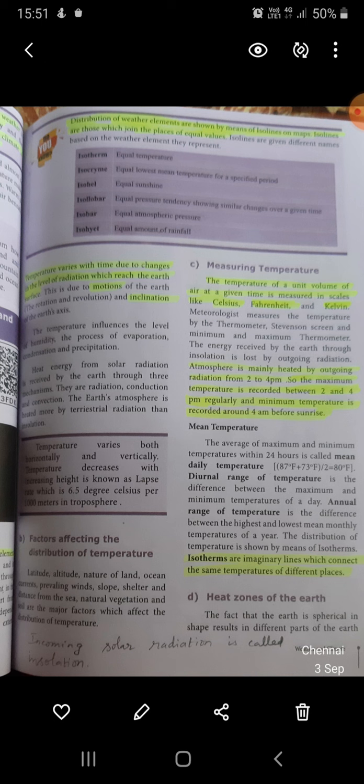Mean temperature. The average of the maximum and minimum temperature within 24 hours is called mean daily temperature. Diurnal range of temperature is the difference between the maximum and minimum temperature of a day. Annual range of temperature is the difference between the highest and lowest mean monthly temperature of a year.